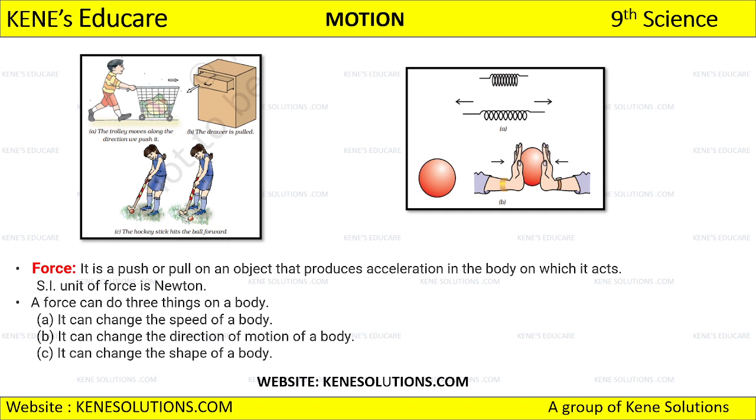After that, we have some more information given over here, that a force can do three things on a body. What can it do? It can either change the speed of the body, it can change the direction of the motion of the body, and it can even change the shape of the body. So these are the three things that a force can do on a body.